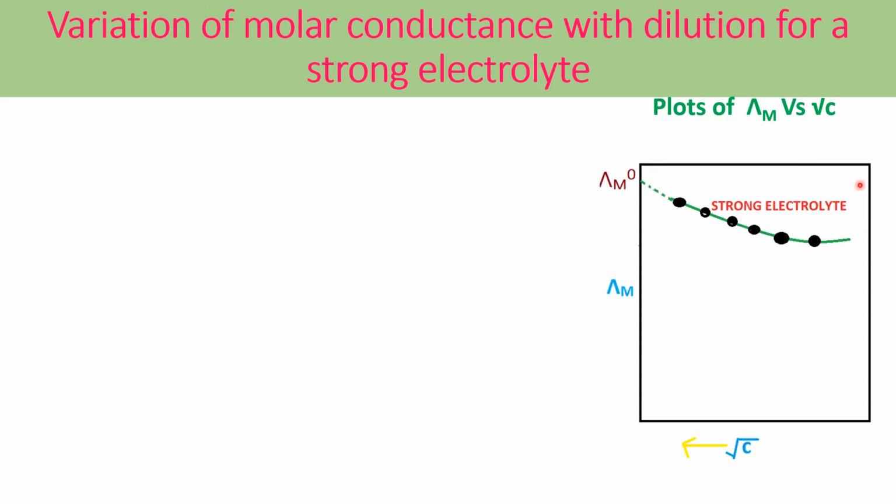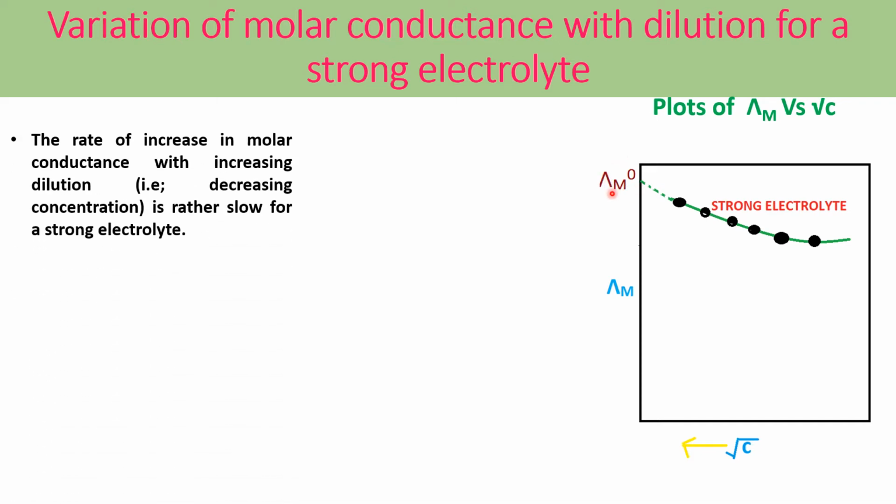Here you can see for the strong electrolyte, the rate of increase in molar conductance with increasing dilution is rather slow, and at a particularly high dilution, the molar conductivity reaches a limiting value. You can see here the limiting value at very low concentrations. This limiting value of molar conductance at high dilution, that is the molar conductance at infinite dilution or limiting molar conductivity, is represented as lambda m raised to 0 or lambda m raised to infinity.